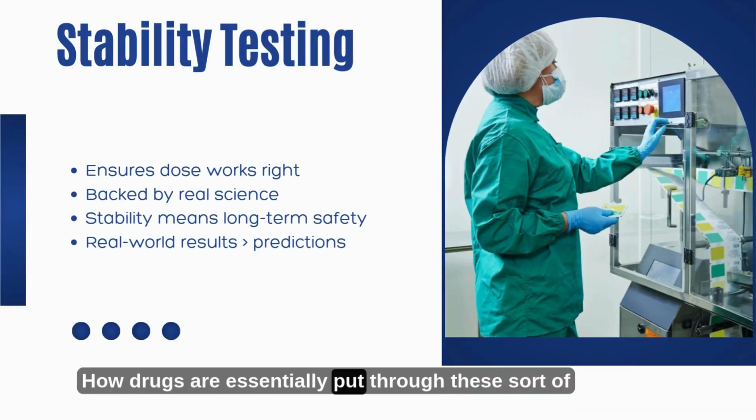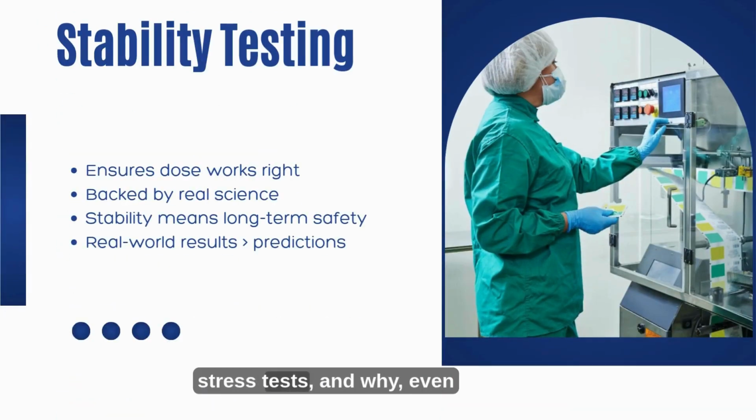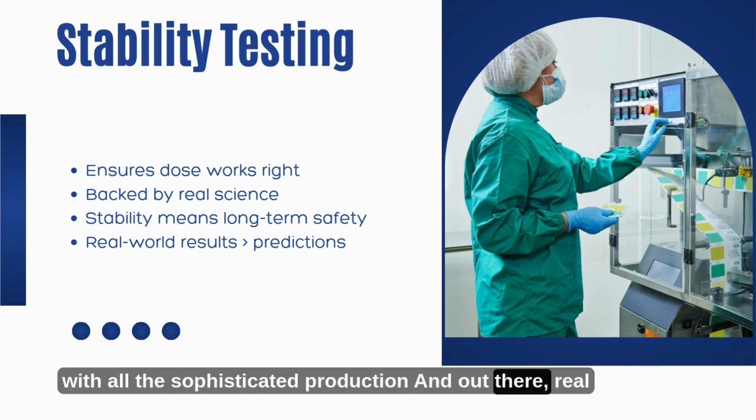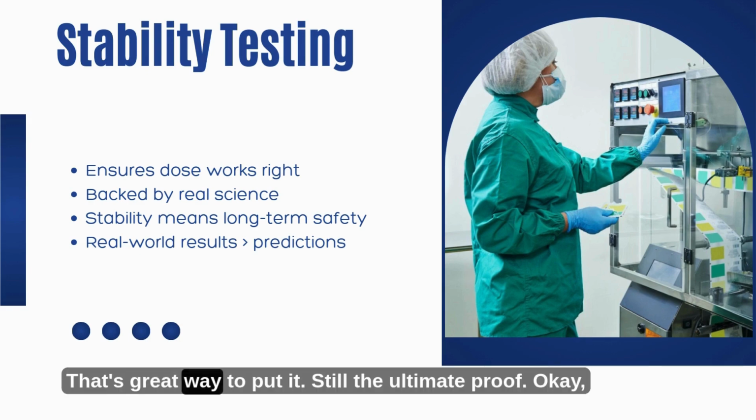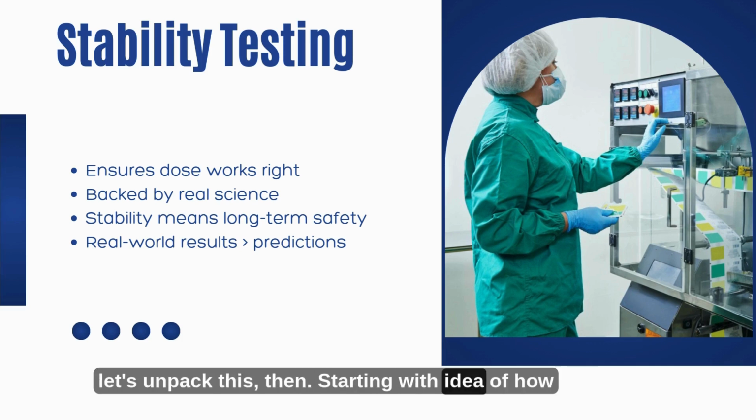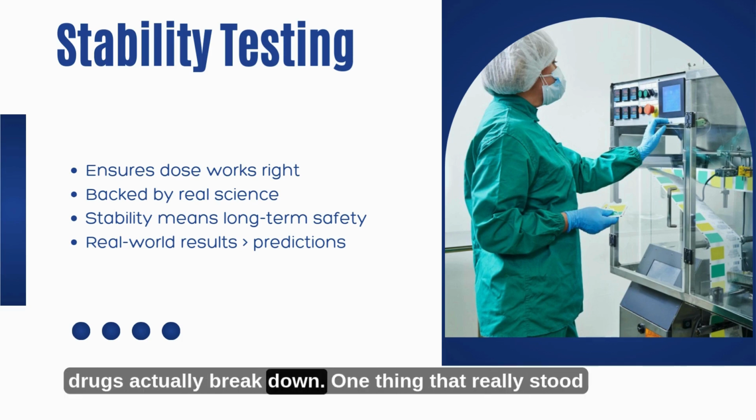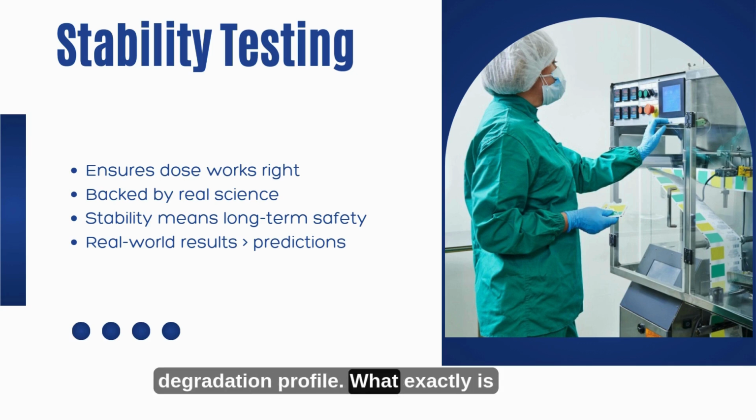How drugs are essentially put through these sort of stress tests, and why, even with all the sophisticated predictions out there, real-world results are still, well, king. That's a great way to put it. Still the ultimate proof. Okay, let's unpack this then. Starting with the idea of how drugs actually break down. One thing that really stood out from the material was this concept of a forced degradation profile. What exactly is that, and why should we care?